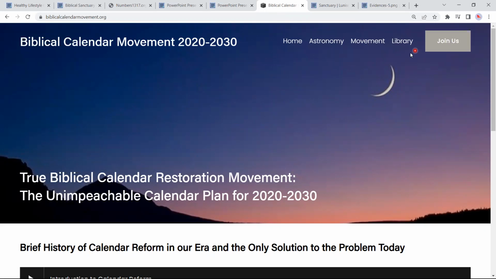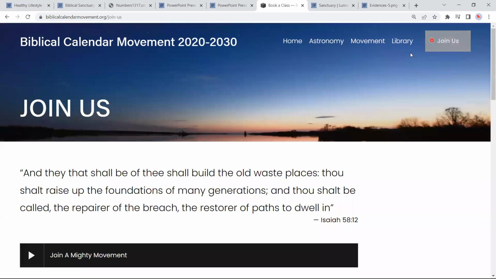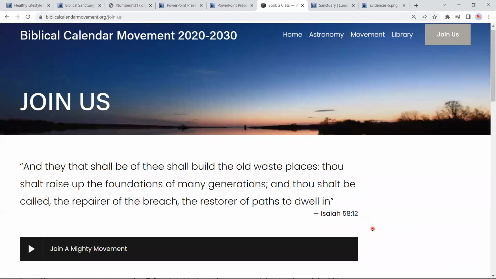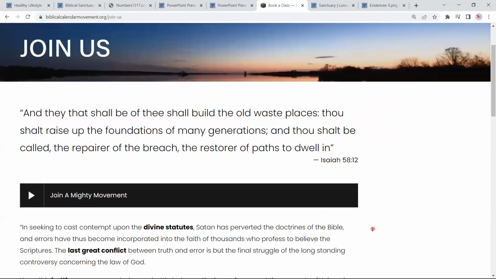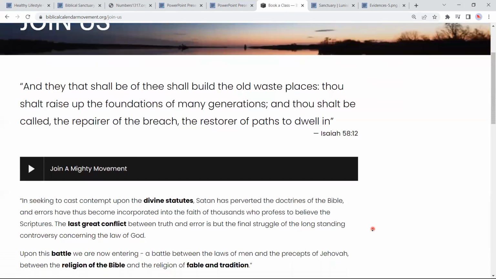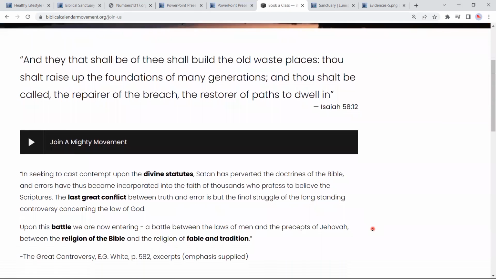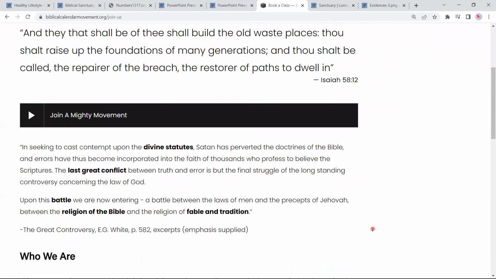We would like to show you another section that we have not seen yet, and it's joining us in this movement. And they that shall be of thee shall build the old waste places. Thou shalt raise up the foundation of many generations, and thou shalt be called the repairer of the breach, the restorer of paths to dwell in. And if you know Isaiah 58, verse 12, the next verse will tell you that it unites the Sabbath with that movement, the true creation Sabbath, which is the same calendar identical to Leviticus 23, where the first three verses mention the 7-day Sabbath and then the monthly Sabbath after that, the monthly feast. So when we look at these things, we know that this is serious.